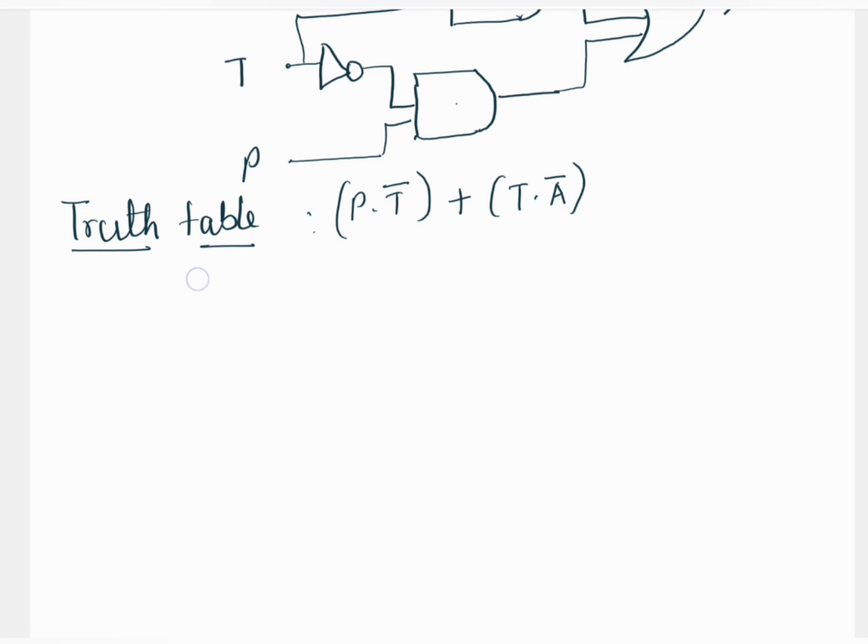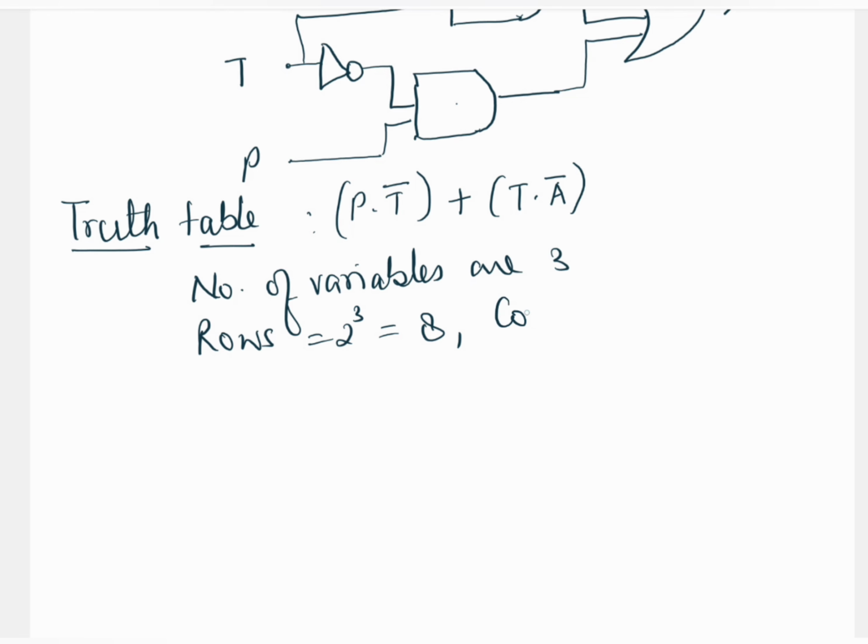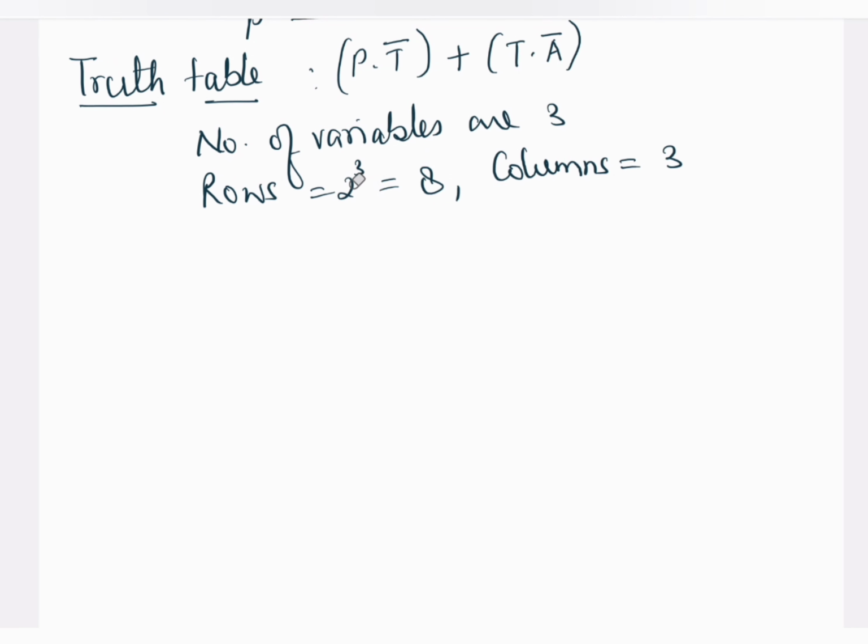So the number of variables is three. That simply means rows are 2 to the power 3 equals 8, and the columns are equal to the number of variables, which is 3. We have got the rows and columns decided. Let's make the table.